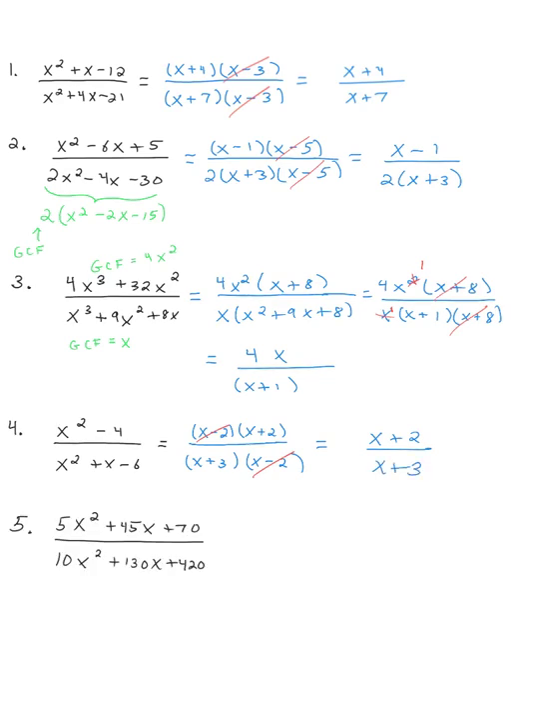Okay, for the numerator, I see there's definitely a greatest common factor. It's just a number, but it's 5. And in the denominator, the greatest common factor is 10. This whole problem changes to 5 times x squared plus 9x. And then 5 goes into 70, a total of 12 times. In the denominator, if you factor out a 10, you get x squared plus 13x plus 42.